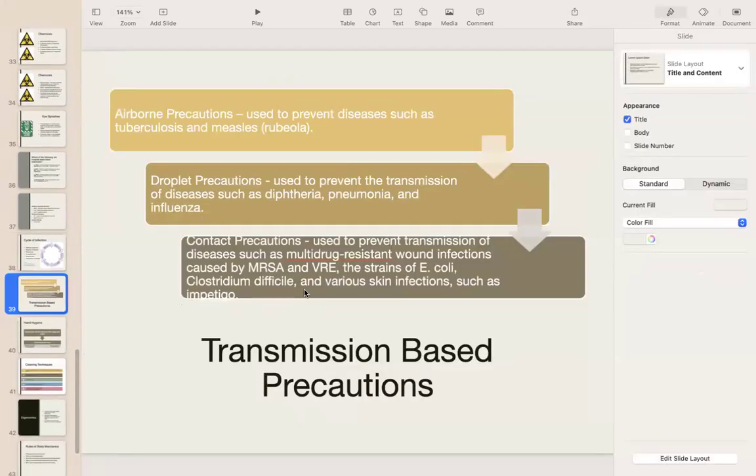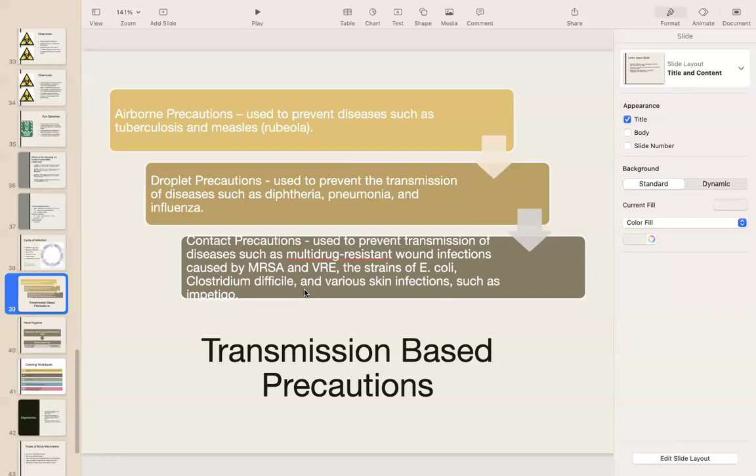All right. Transmission-based precautions. There are times when we have patients who have different conditions, and it's important that we follow these different precautions so we don't spread germs. The first precaution is airborne precaution. This is used to prevent diseases such as tuberculosis and measles. Then we have droplet precaution. This is used to prevent the transmission of diseases such as diphtheria, pneumonia, and influenza.